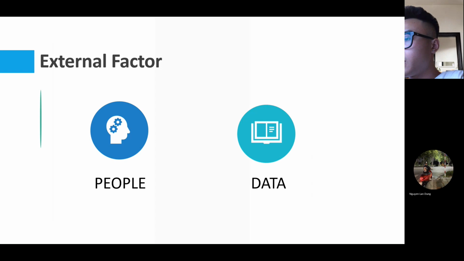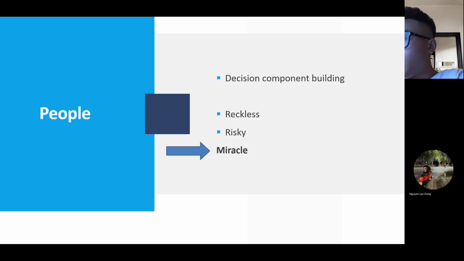The next one, we can show that people and data are two main internal factors that directly affect the decision-making process. The most important factor influencing the decision-making process is the personality of the manager.